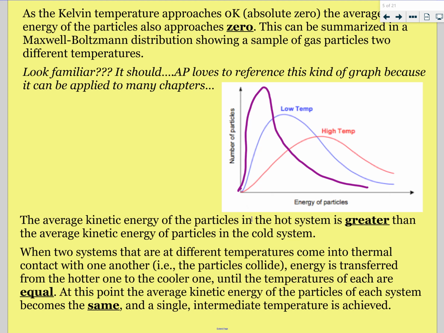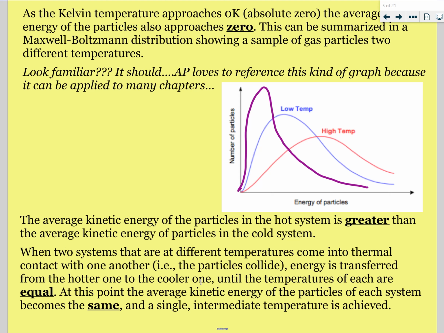The average energy of a hot particle is greater than the average energy of the particles in a cold system. That's the average, not the overall individual particles. When two systems that are at different temperatures come into thermal contact with one another, particles that are going faster are going to transfer their energy to the colder ones. And so this is why we say heat flows from warm to cold. It's always from warm to cold because you give energy, you can't take heat.